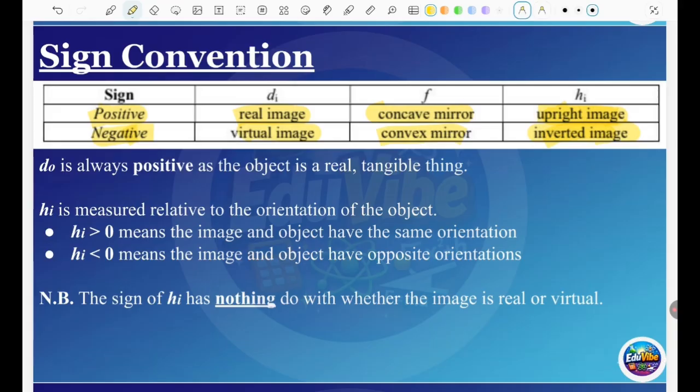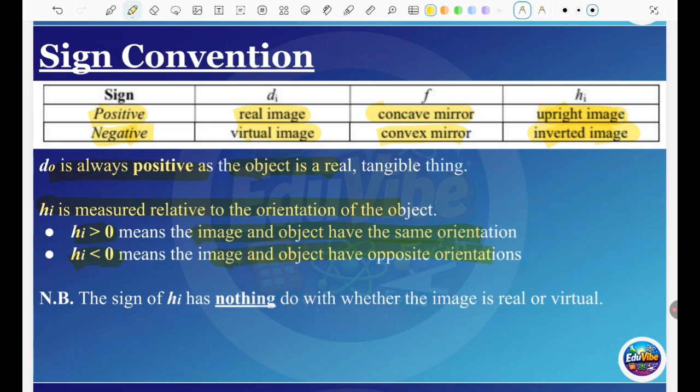Now do, the object distance, is always positive, as the object is always real. hi is majorly related to the orientation of the object. If hi is greater than 0, the image and object have the same orientation. If hi is less than 0, the image and object have opposite orientations. So if hi is greater than 0, same orientation; if less than 0, they have opposite orientation.